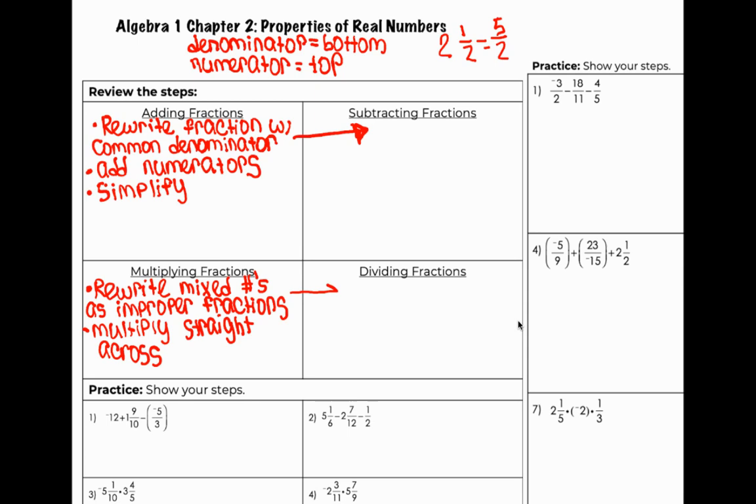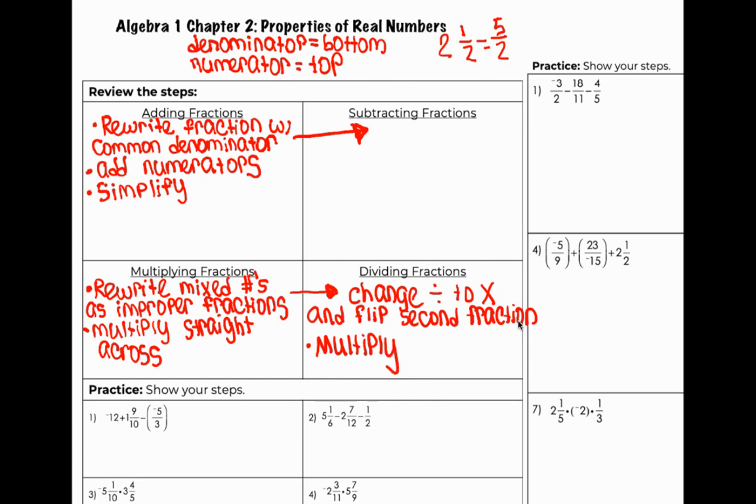Division, you still also need to rewrite mixed numbers as improper fractions. And then you're going to change the division to multiplication and flip the second fraction. And then you will multiply. So let's do an example of each operation.